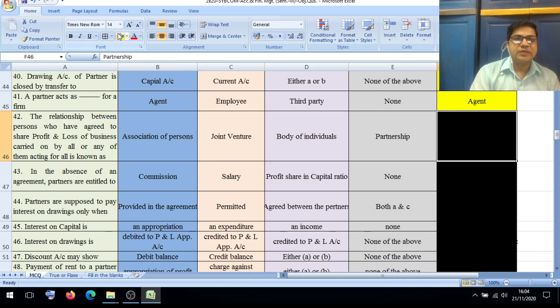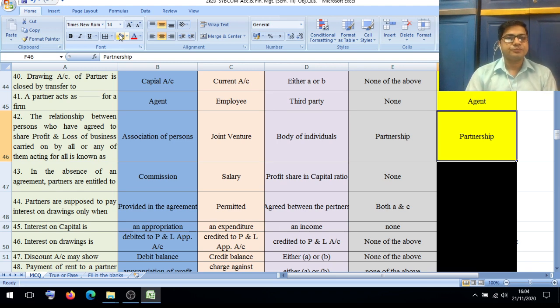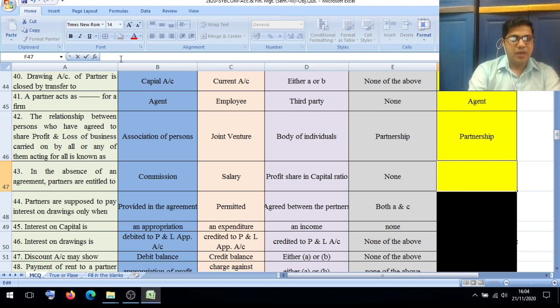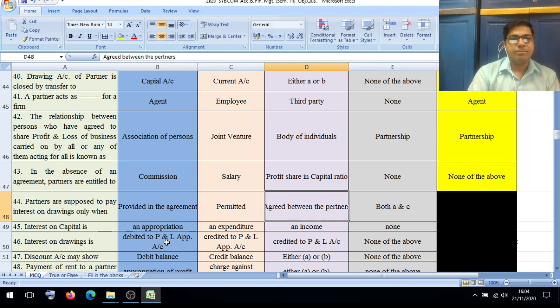The answer is partnership. In the absence of an agreement, partners are entitled to... You know that we have studied. It is none, not a none. I think it is interest. None of the above is right.